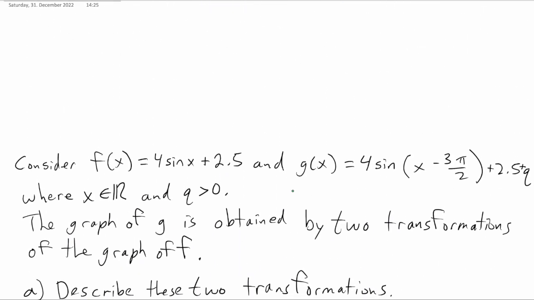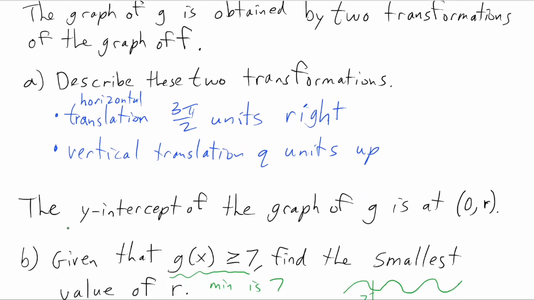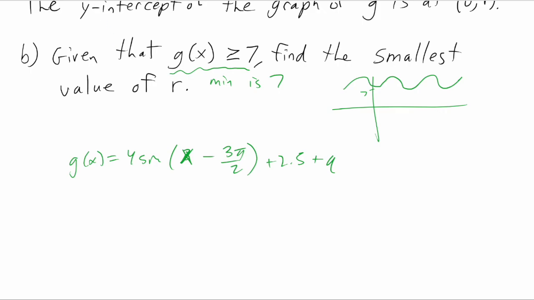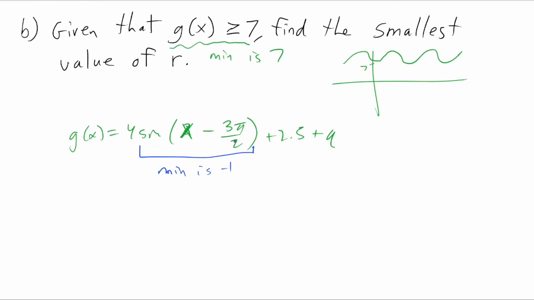So let's take a look at the function. Again, we got g of x equals 4 sine (3x minus 3 pi over 2) plus 2.5 plus q, right? So the minimum of this part, sine always goes between -1 and 1. The minimum is -1 for this one. So the minimum value of this entire function, g of x, has to be 4 times -1 plus 2.5 plus q. That's the minimum of g of x. This has to be greater than or equal to 7.